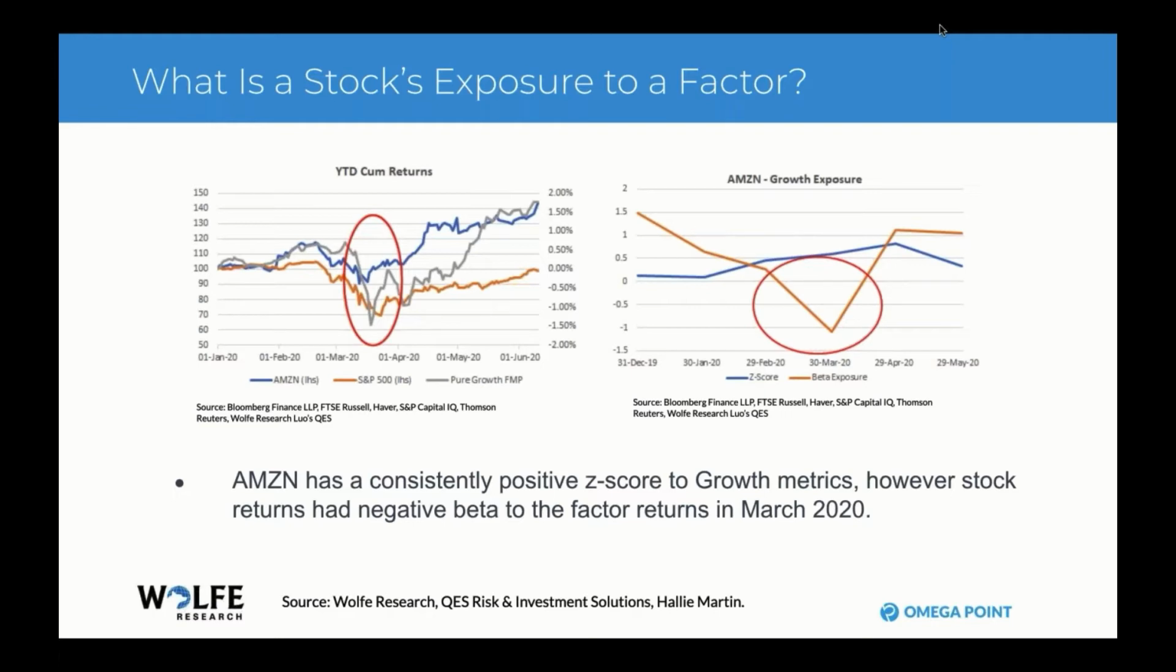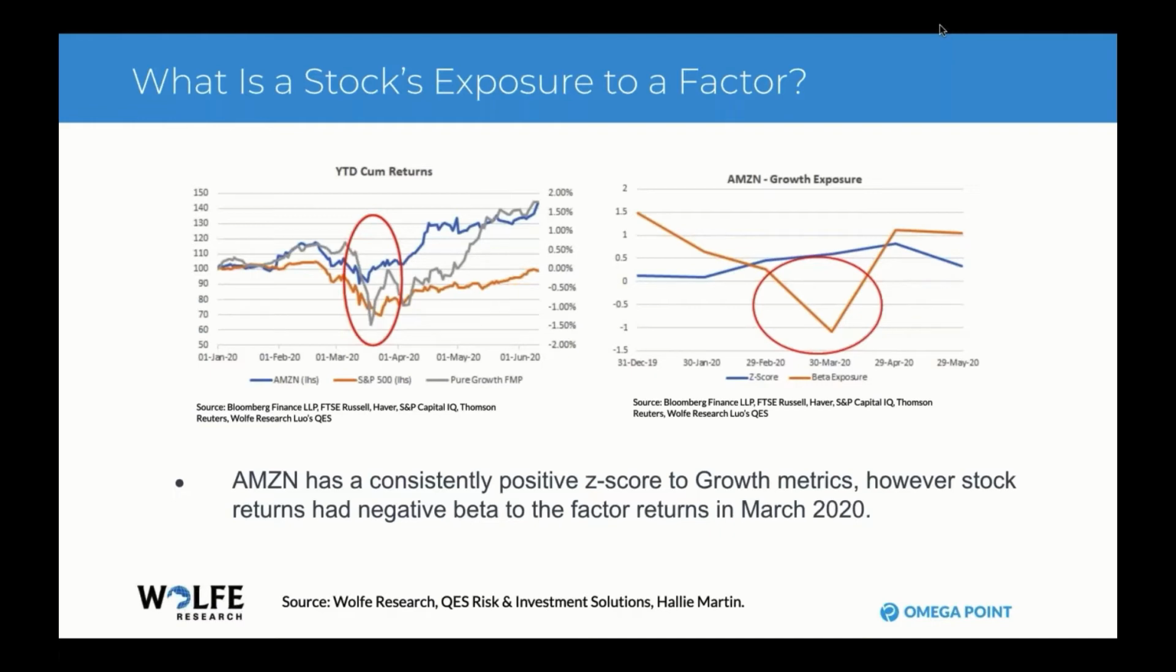I'm going to take a closer look at Amazon to illustrate what this exposure methodology does. On the right-hand side of the page, the blue line is the z-score for Amazon on growth metrics. In this case, our growth factor reflects expectations of both sales growth and EPS growth. And Amazon ranks above average, so has a positive z-score on both of those metrics. And you can see that increases a little bit year to date, but that metric is relatively constant through time.